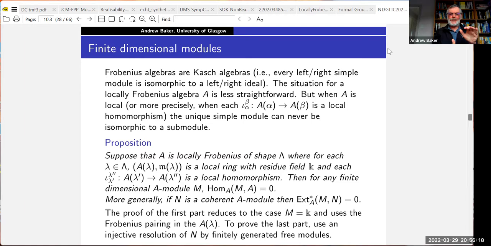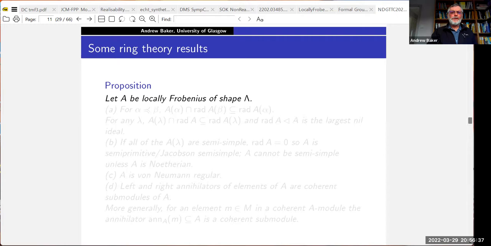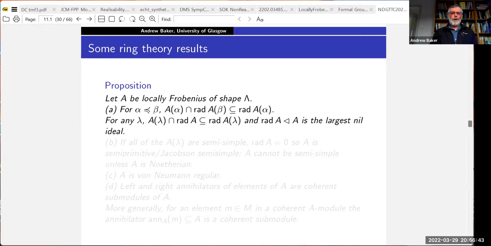The last bit is a nice application of this special kind of injective resolution I mentioned of finitely generated free modules, which happen to be injective. Let me mention a few ring theory results. So let's suppose we've got one of these gadgets. What about radicals?